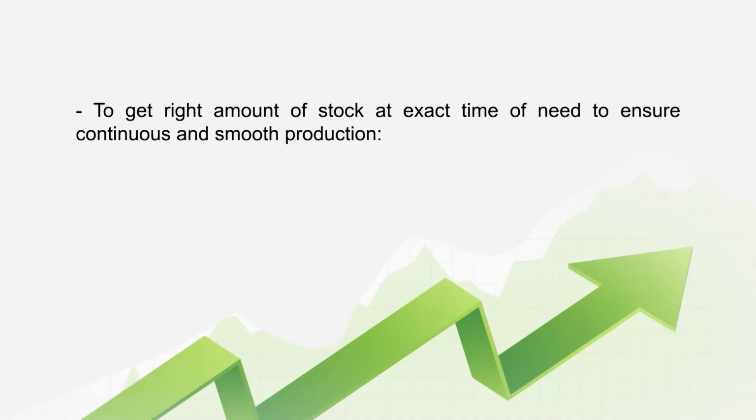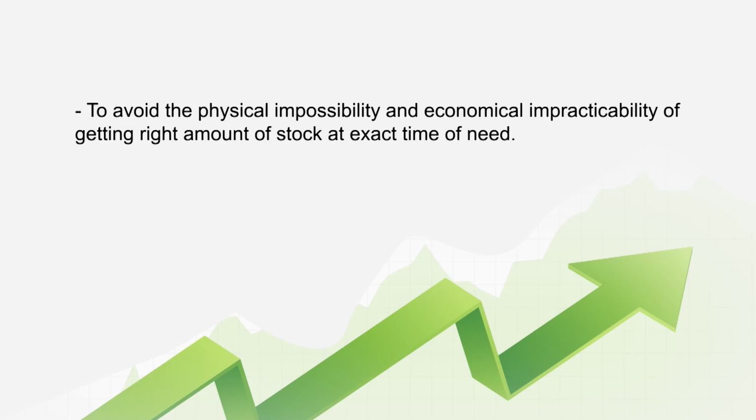The second point is to get the right amount of stock at the exact time of need, to ensure continuous smooth production, and to avoid the physical impossibility and economic impracticability of getting the right amount of stock at the exact time of need. This is the theoretical part. But there is a physical constraint and an economic constraint to getting the right amount of stock at the exact time of need.